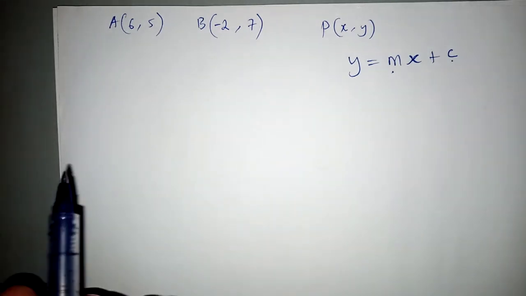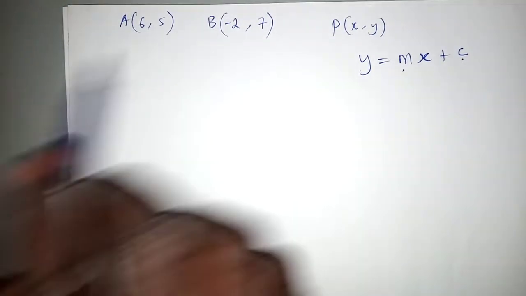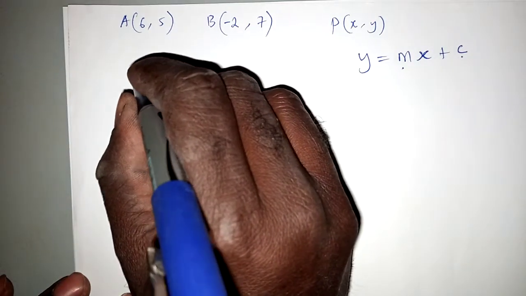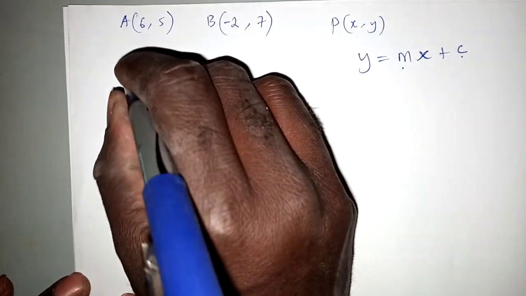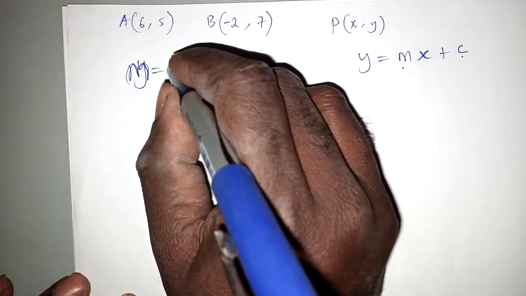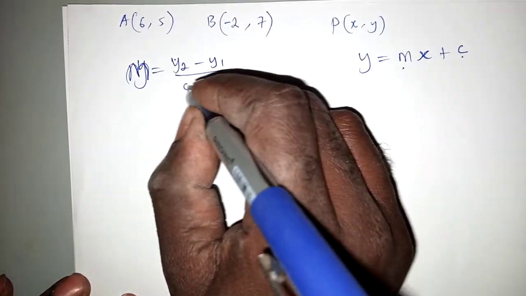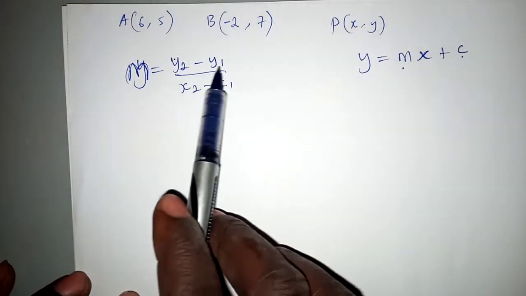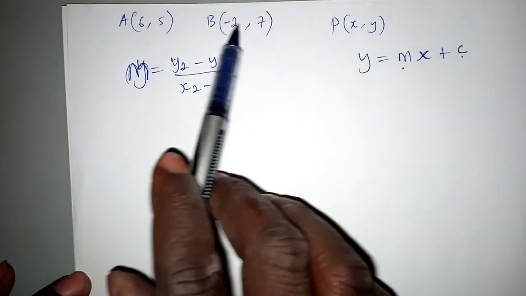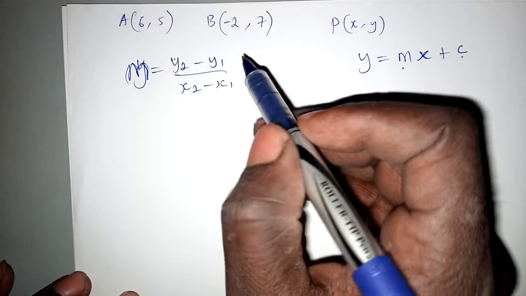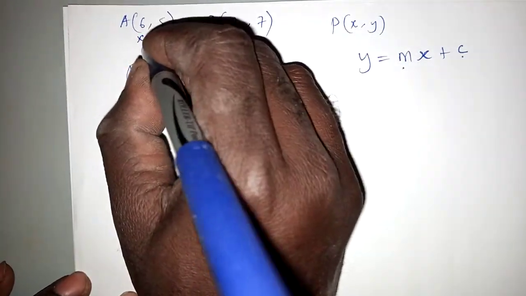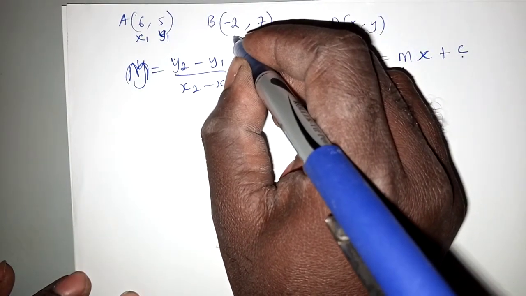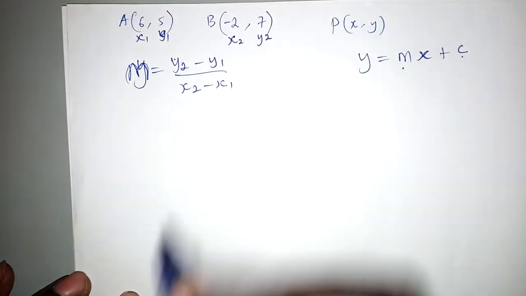If you are given any two coordinate points and asked to find the gradient, you are going to use the formula m is equal to y2 minus y1 all over x2 minus x1. So y2, y1, x2 and x1 are the coordinates. The first value of the first point is x1, the second value is y1, then the first value in the second point is x2, and y2.